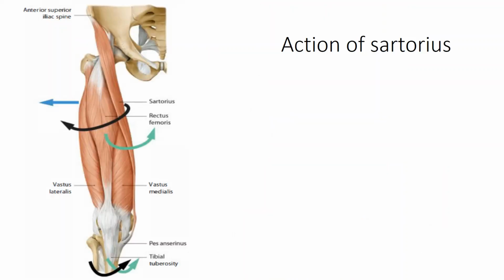Now the action of the sartorius. This is how it acts. It causes flexion at the hip joint, external rotation or lateral rotation, as well as abduction. And at the knee, it causes flexion. So this is how we sit in the passive position because of the sartorius. And this is a weak flexor.